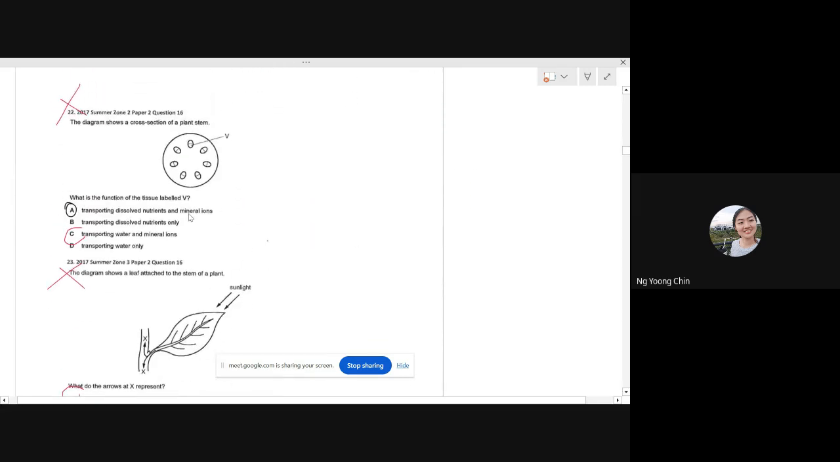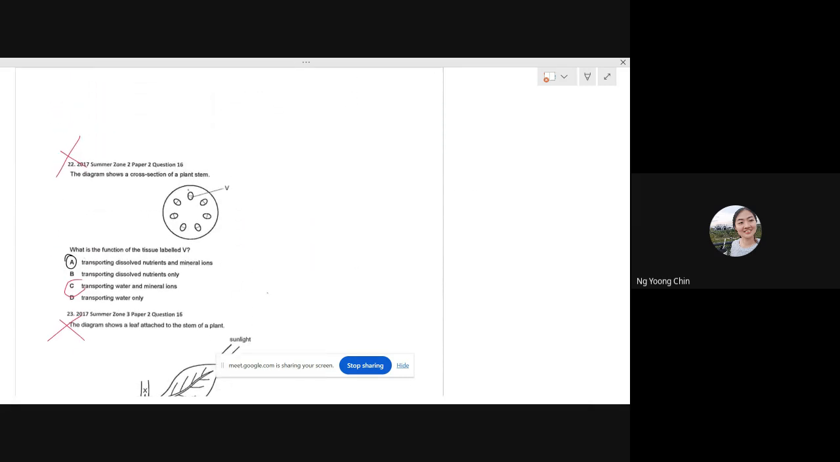And then for this one, V, what they labelled V is referring to the xylem. This is the xylem. The xylem are facing inwards. See, here are the xylem, inwards. Where is the phloem? The phloem will be facing outwards. Here's all the phloem.